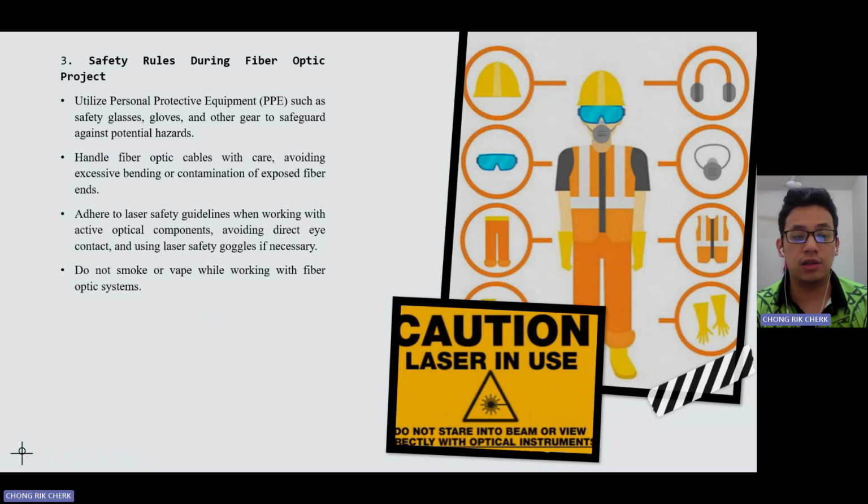And then we need to adhere to the laser safety guidelines when working with active optical components. We should avoid any direct eye contact and use laser safety goggles if necessary. And lastly, as usual, we should not smoke or vape while working with any fiber optic system. That's all from me for now.